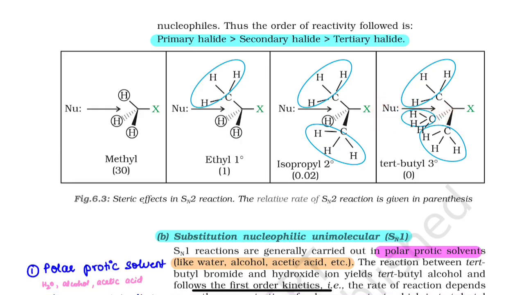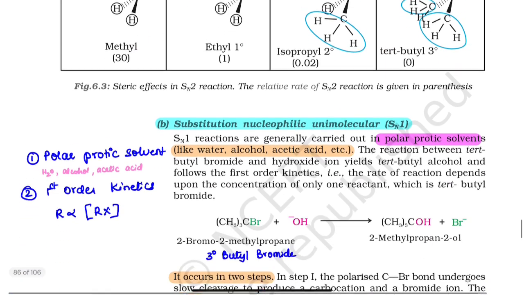So, therefore, the order of reactivity will be: primary halide is greater, then secondary and then tertiary. And before that there is the methyl group. If it is methyl, the rate of reaction will be fast. Then primary, then secondary and then tertiary.